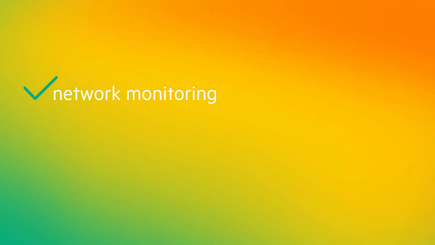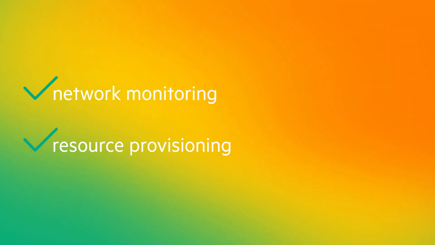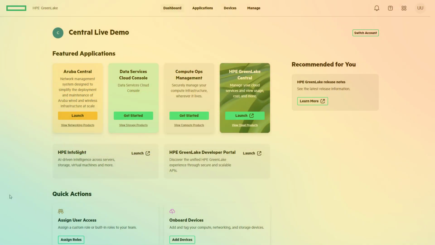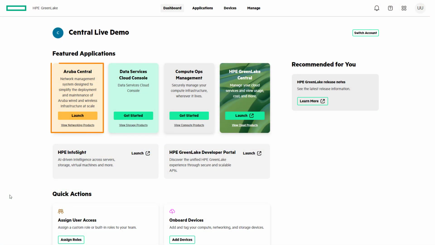Network monitoring and resource provisioning was designed to be simple with HPE Aruba Networking Central, so network admins can quickly narrow down their search and find insights. Aruba Central provides users with a single cloud-based solution to view clients and network devices regardless of their physical location and distribution. Let's look at how simple it is to monitor and filter network clients within Aruba Central.